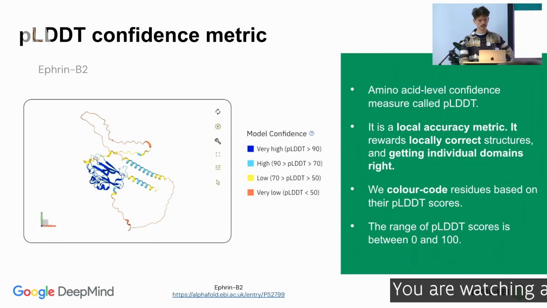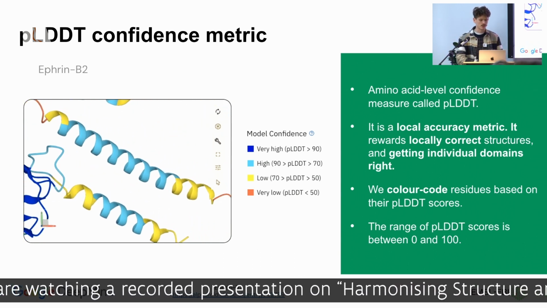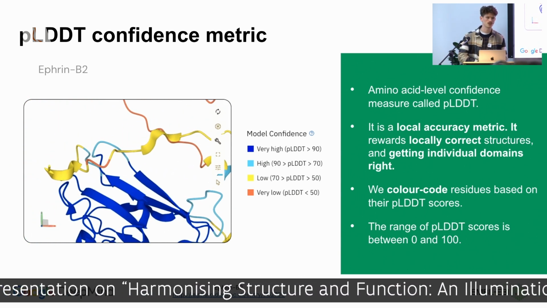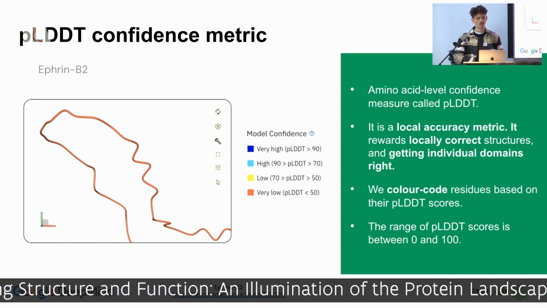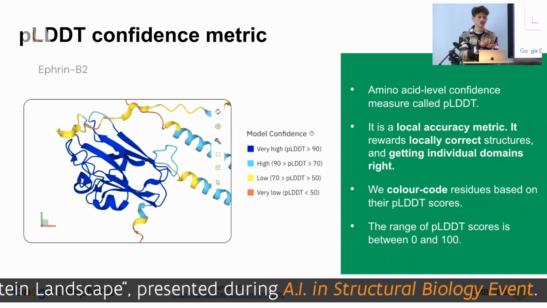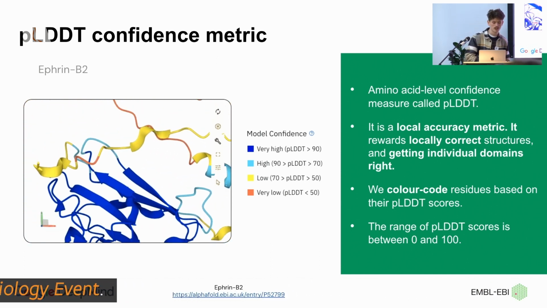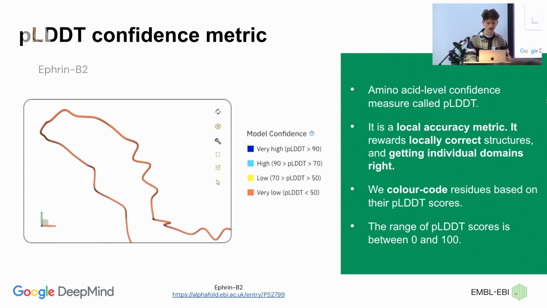Okay, so the metrics. For those of you who don't know already, there is first pLDDT, a per-residue accuracy. What pLDDT does is assess the quality of each residue. So we've color-coded the model confidence based on these 4 colors.